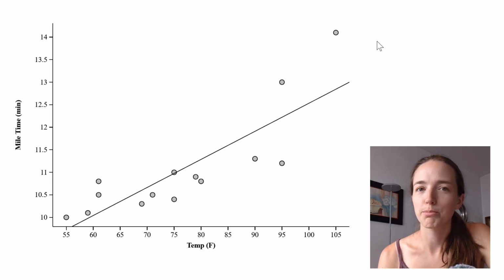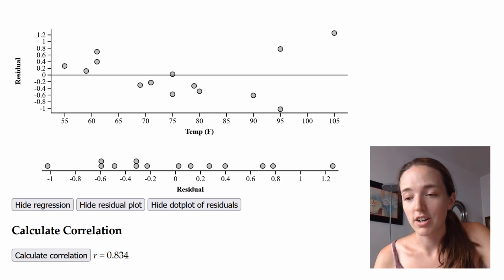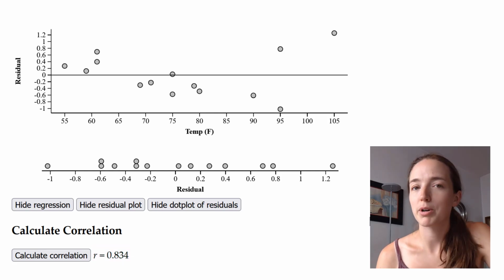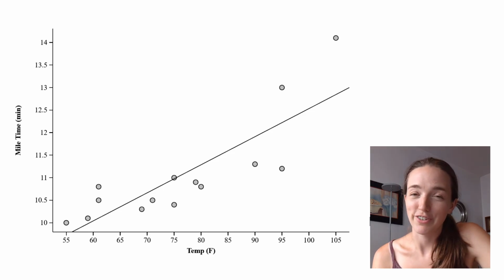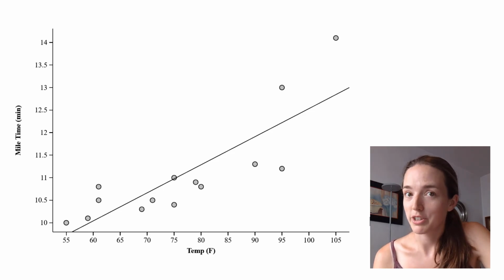Now, if you look at the R, or the correlation coefficient for this data set, it's 0.834. That's pretty close to 1, but remember, R can't be the only factor in deciding if a least squares regression line is actually good at predicting response variables. When I look at the graph, I'd say it's fine, but I think we could do better.